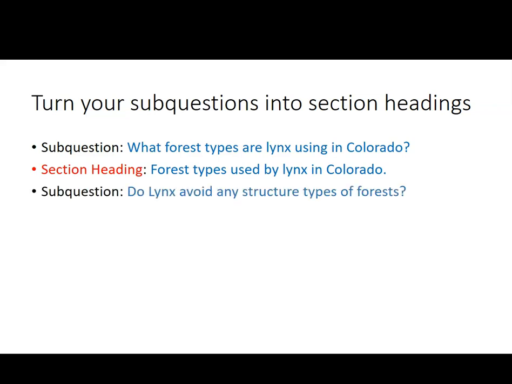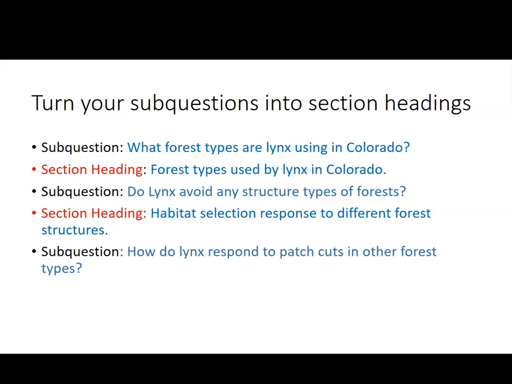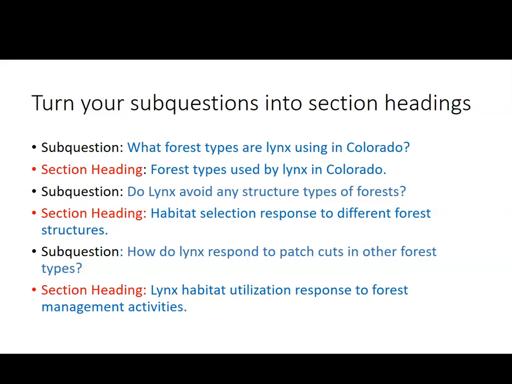Okay, if your sub-question was, do lynx avoid any structure types of different forests? That was one of my sub-questions on the assignment sheet. So how could you turn that into a heading? Well, it might be like this. Habitat selection response to different forest structures. Or habitat selection response by lynx to different forest structures. You might have to keep working at it a little bit. You have a sub-question, how do lynx respond to patch cuts in other forest types? Your section heading might be lynx habitat utilization response to forest management activities, right? So you turn your questions into statements and make those statements be your headings for your paper.